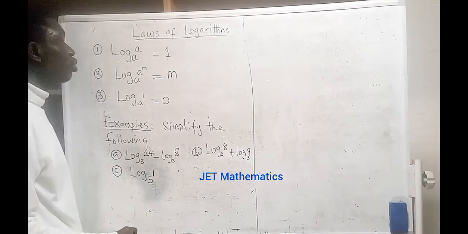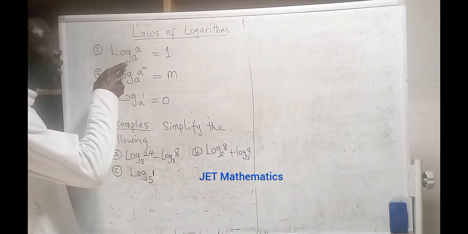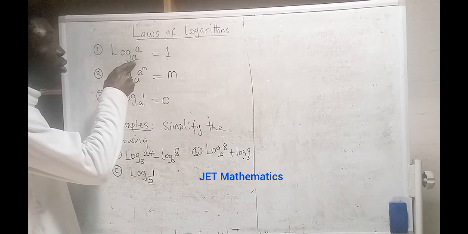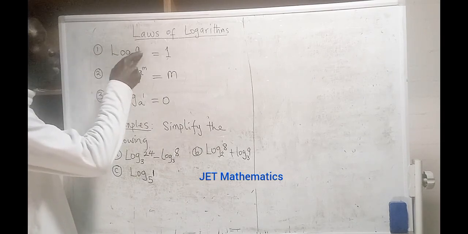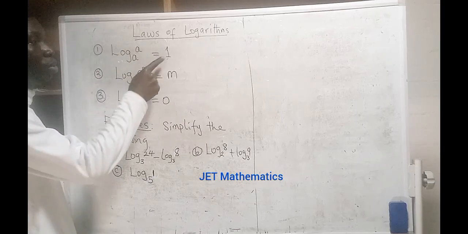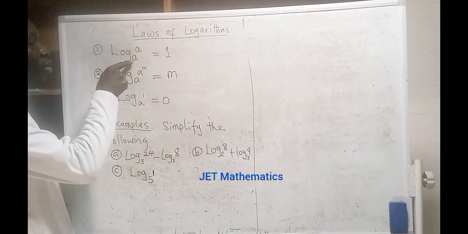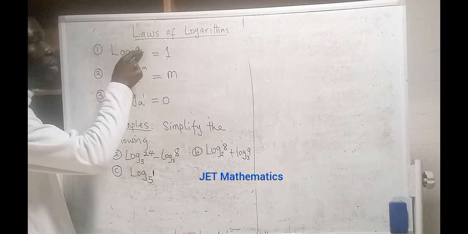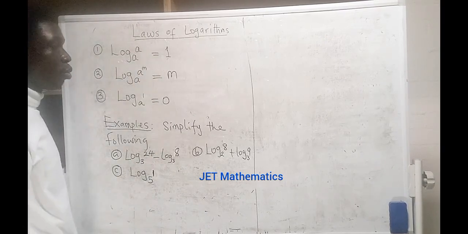Okay, so the first we are going to see today is log a to base a, that is, a raised to the power of a, is equal to 1. So when you have the base and the logarithm to be the same, you get 1.